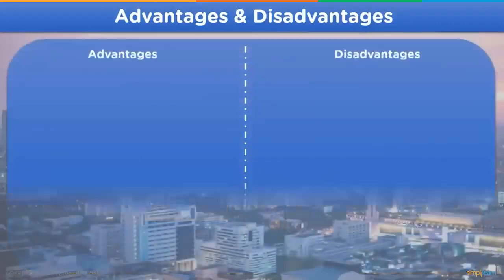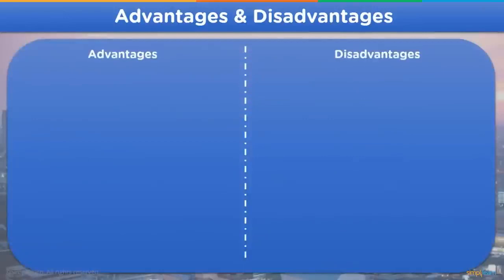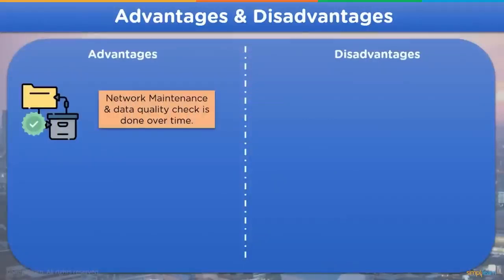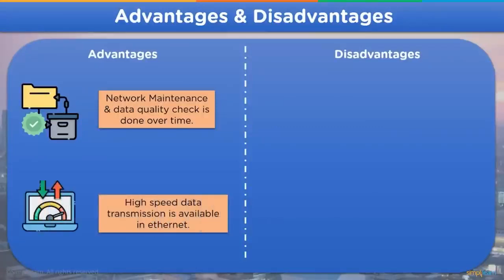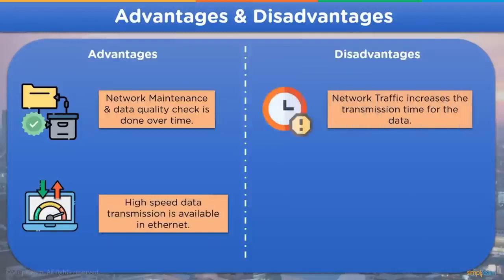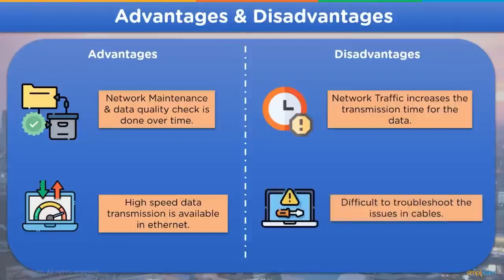Let's look into some more advantages and disadvantages. Ethernet is suitable for maintaining the data quality of the information being transmitted. It also provides a high-speed data transmission option for the network. For disadvantages we have, network traffic issues are a drawback of installing Ethernet cables. Troubleshooting faults and issues in the Ethernet cable is also troublesome work.